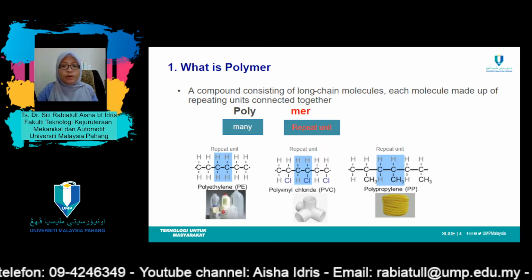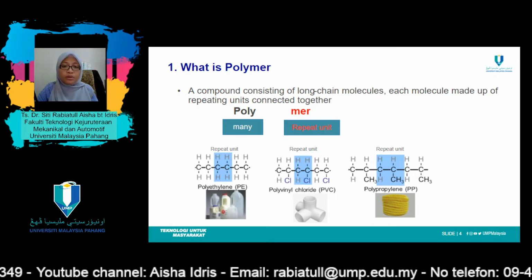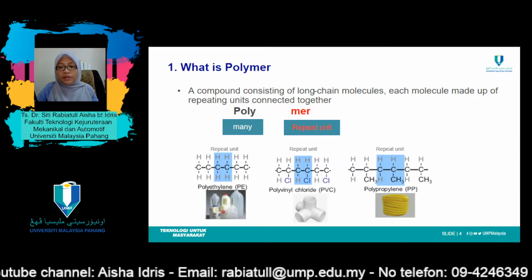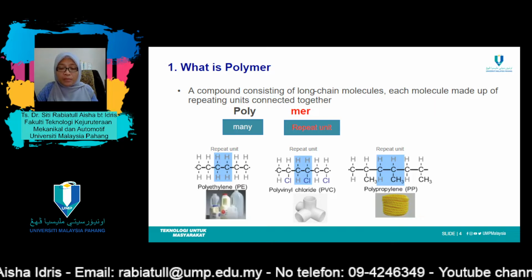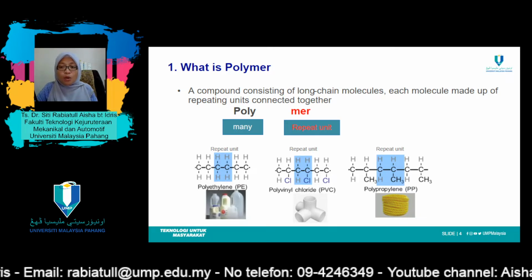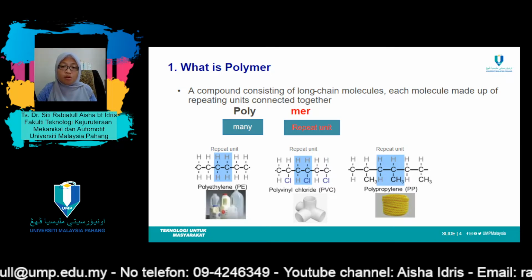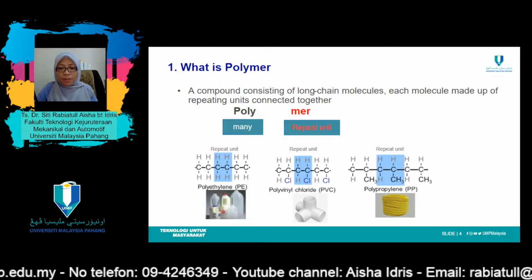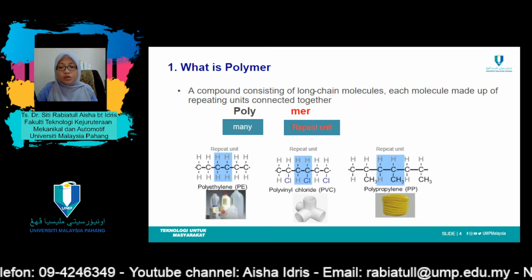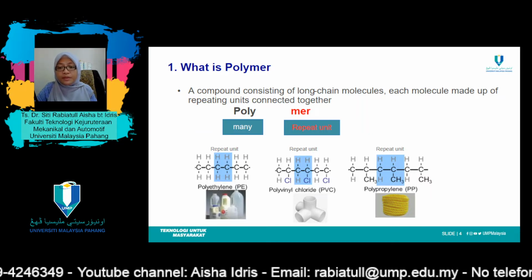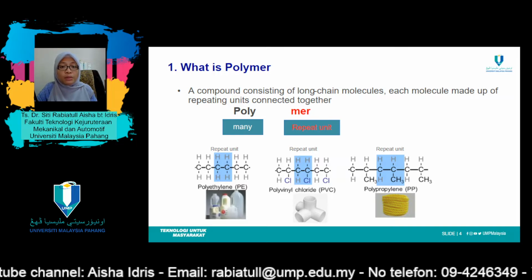The word polymer itself designates an unspecified number of monomer units. Like if you can see here, poly represents many, meaning the term for many, whereas mer is for repeated unit. And if you refer to this figure over here, for example, polyethylene. Polyethylene consists of C2H4, and if you notice that there's a repeating unit in between them, so that is called polymer.